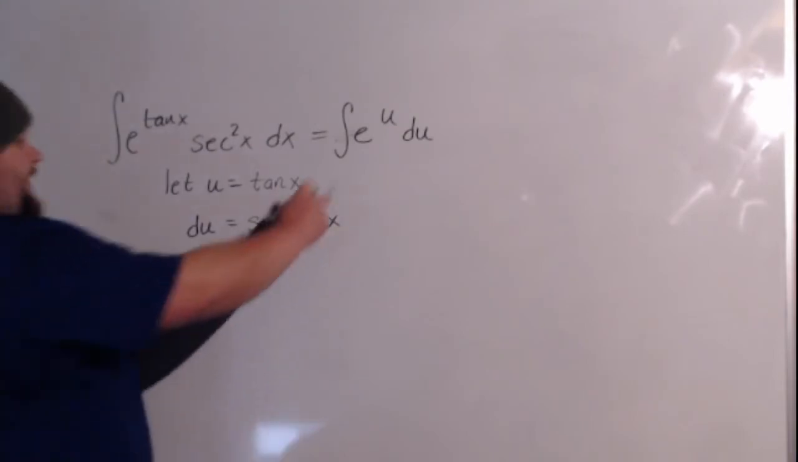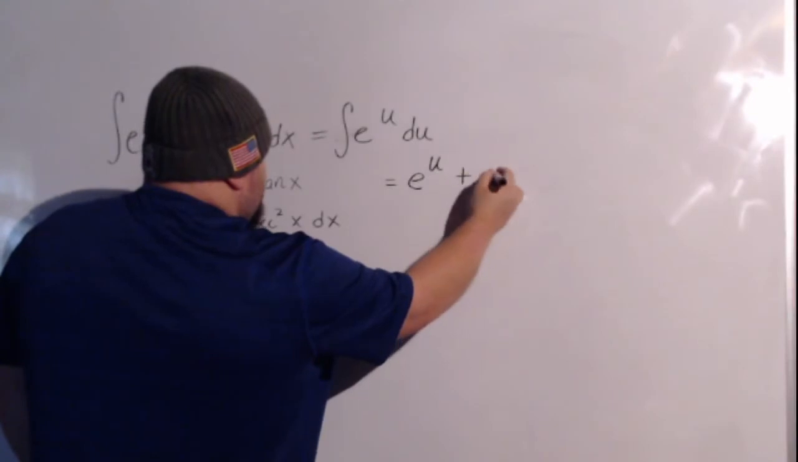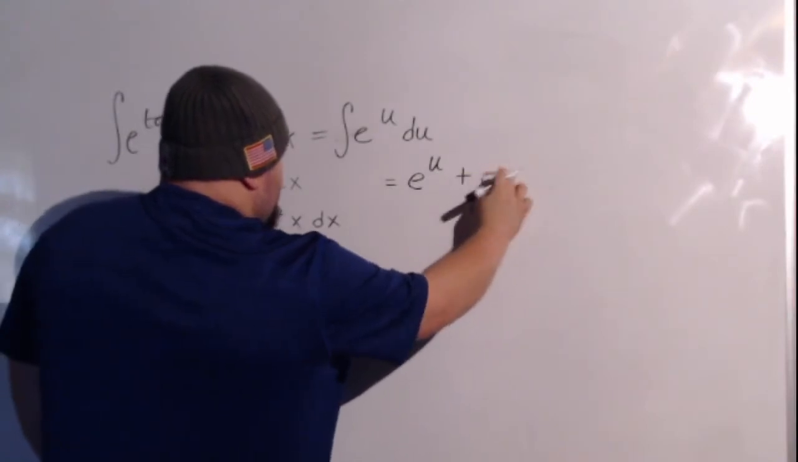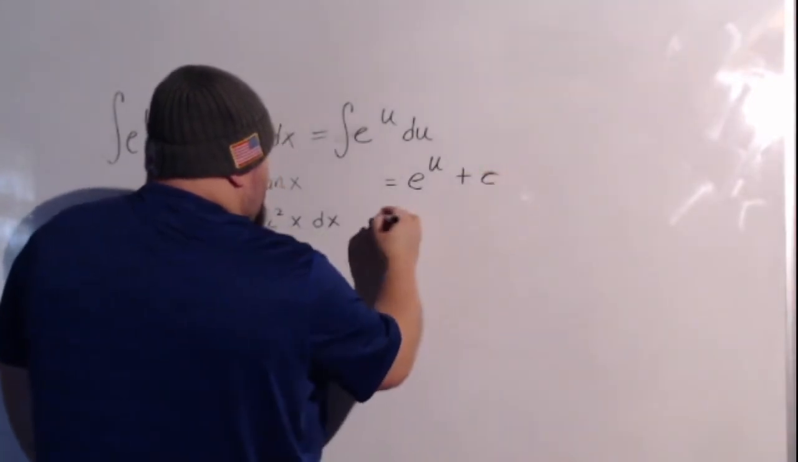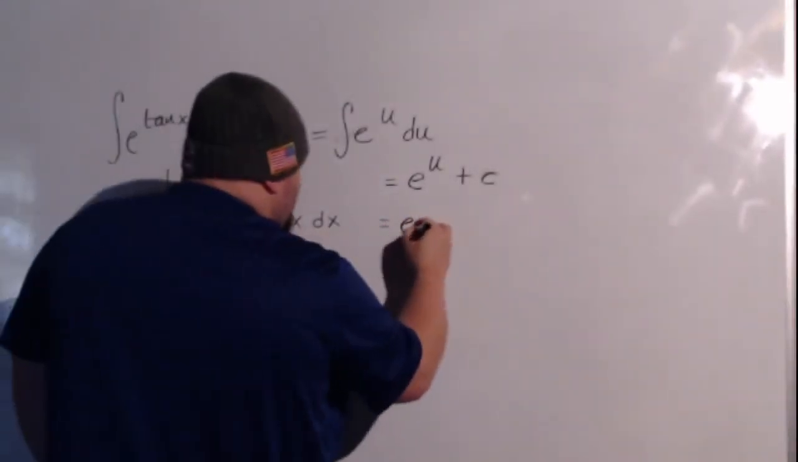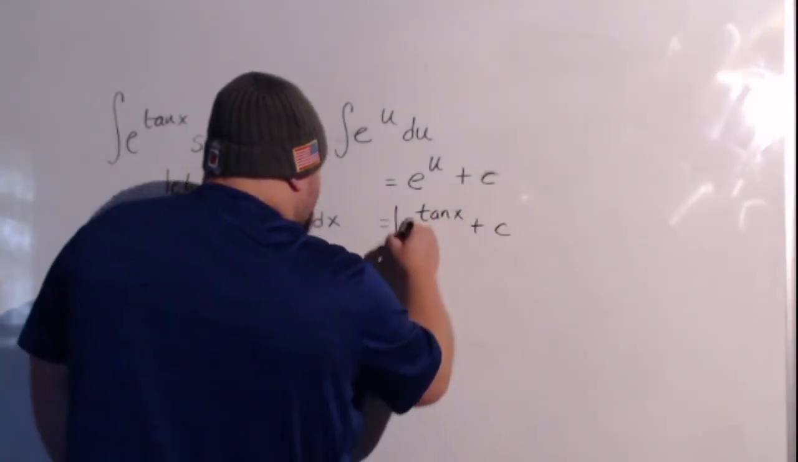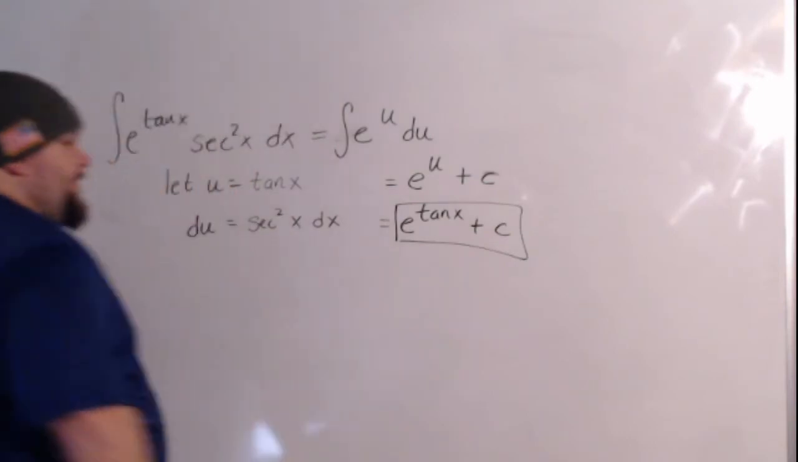And the integral of that's easy. All right, we all love it. It's e to the u plus a constant. And finally, let u equal what we set it to earlier. And that's your final answer for that.